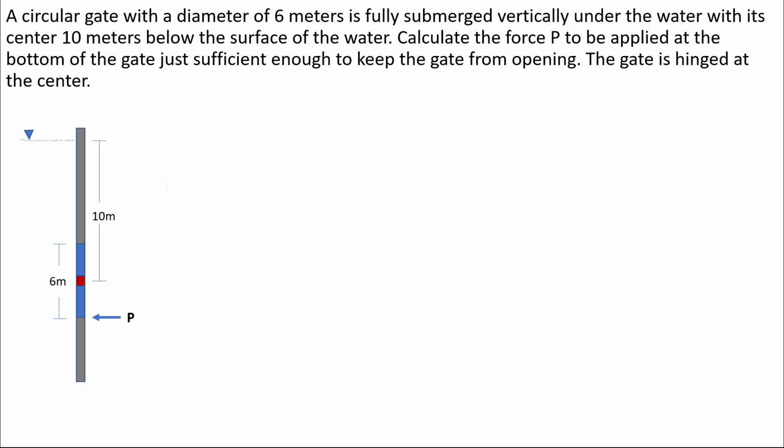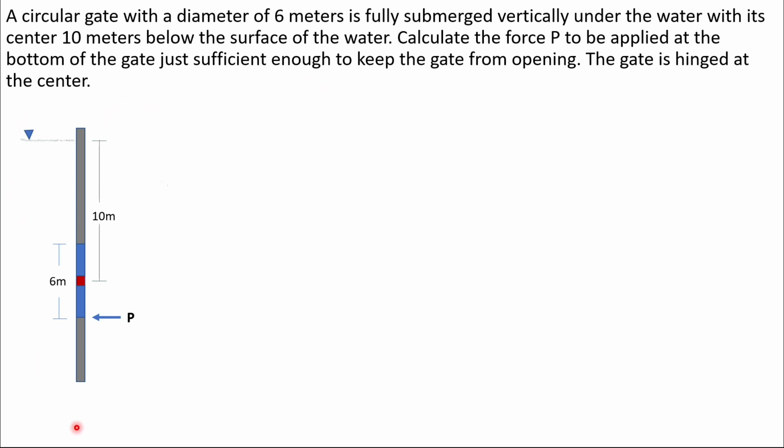Let's start. A circular gate with a diameter of 6 meters is fully submerged vertically under the water with its center 10 meters below the surface of the water. Calculate the force P to be applied at the bottom of the gate, just sufficient enough to keep the gate from opening. The gate is hinged at the center.